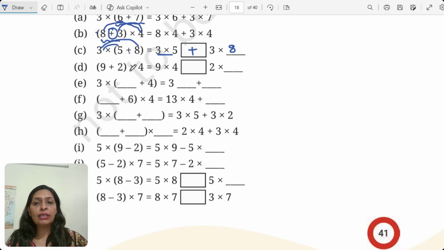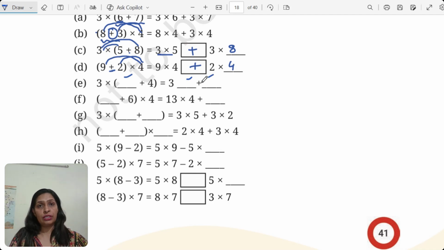Next, I have 9 plus 2 multiplied by 4, as mentioned in part D. So 9 is going to be multiplied by 4 first, and in between we have a plus sign, so plus here, then 2 is going to multiply by 4. Now here we have a blank space, and two options are there. Since it's a plus sign, the second part would be 3 multiplied by 4, so I can write here 3 multiplied by 4.